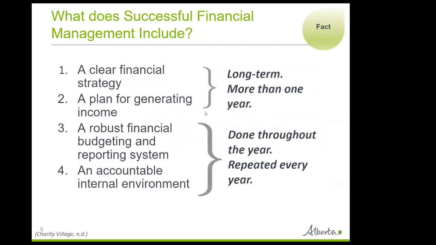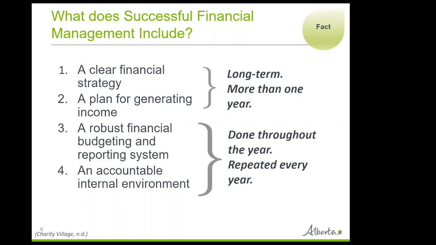What does successful financial management include? It includes a few different things. Numbers 1 and 2 are a clear financial strategy and a plan for generating income. When you do organizational planning, you discuss strategies and plans that take place over more than 1 year. Those strategies and plans are the board's and the organization's view about what needs to happen in the future.